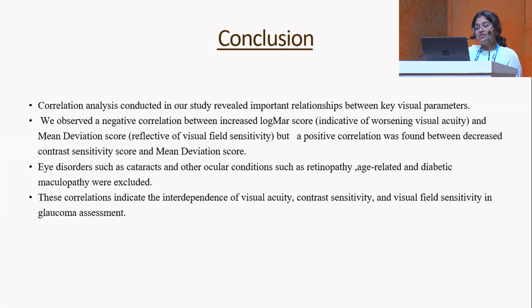Eye disorders such as cataracts and other ocular conditions such as retinopathy, age-related and diabetic maculopathy were excluded. These correlations indicate the interdependence of visual acuity, contrast sensitivity, and visual field sensitivity in glaucoma assessment.